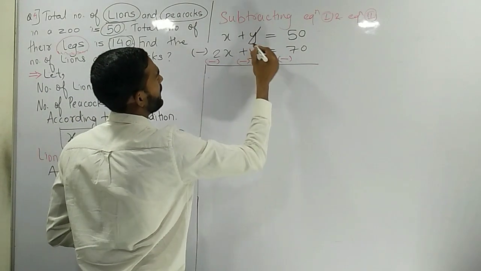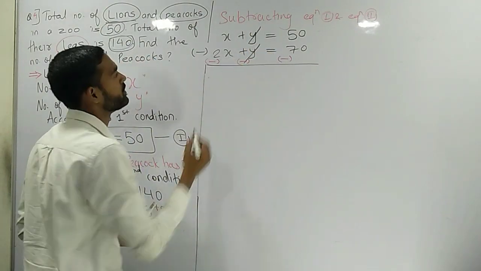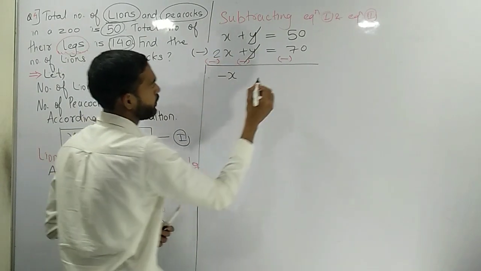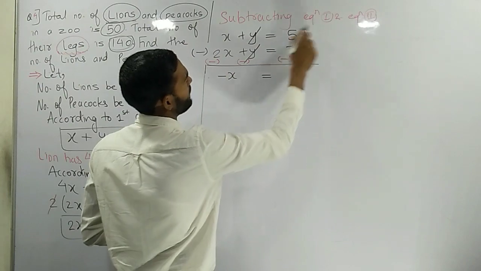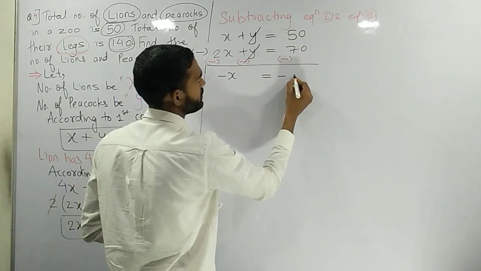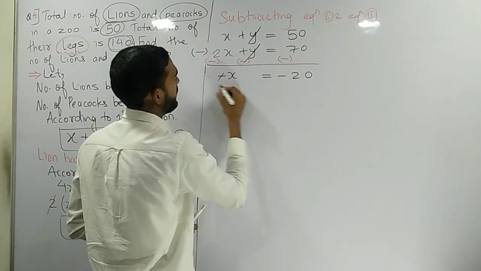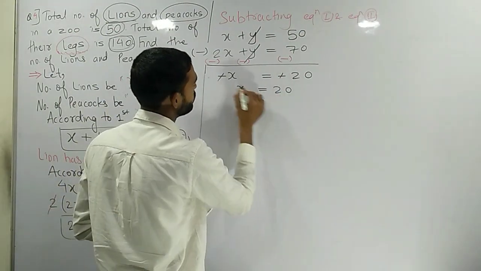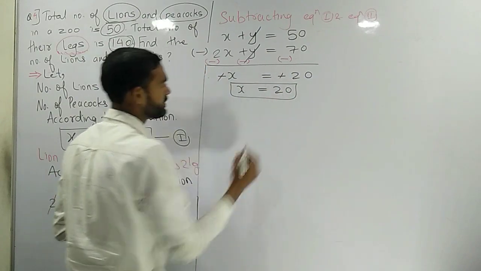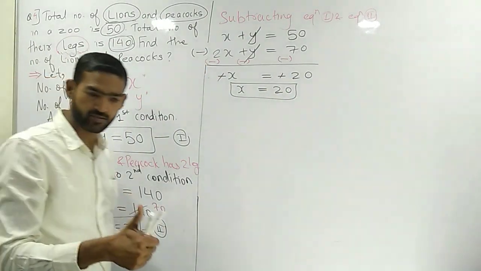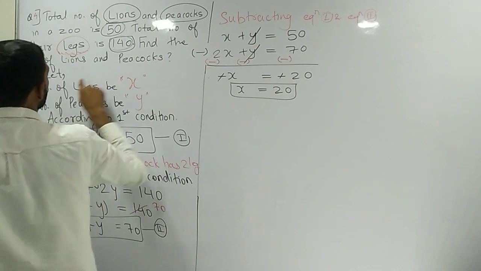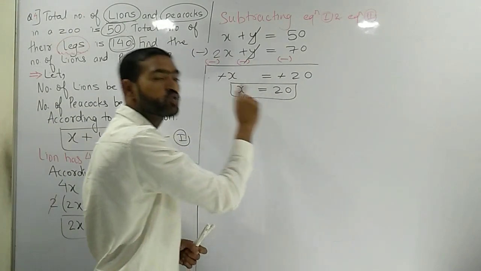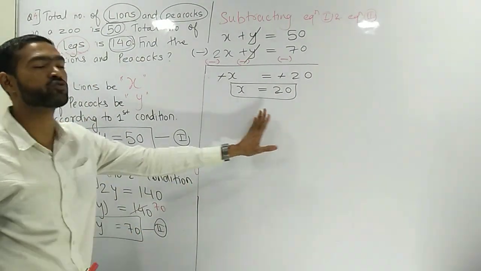Now next one. Look, plus 1y minus 1y will get cancelled. Plus minus minus, 2x minus 1x, I will get minus 1x. 70 minus 50, how much? Minus 20. So minus minus again will get cancelled. So at the last we'll get x equals 20. So we got the first variable x. Now what was my x? Look, the number of lions. So this way we got the number of lions as 20.